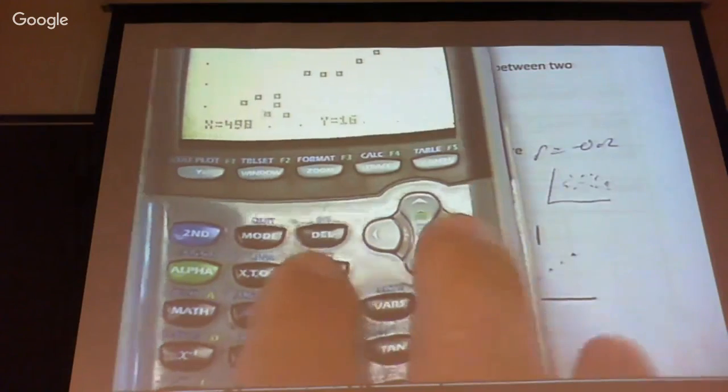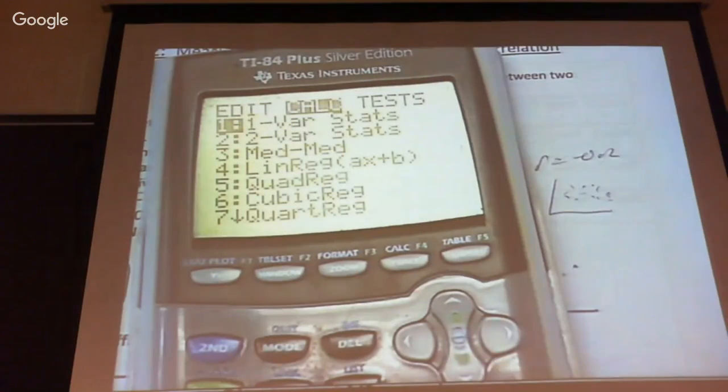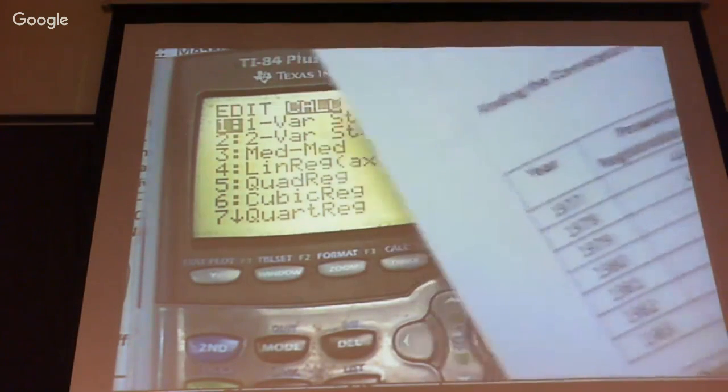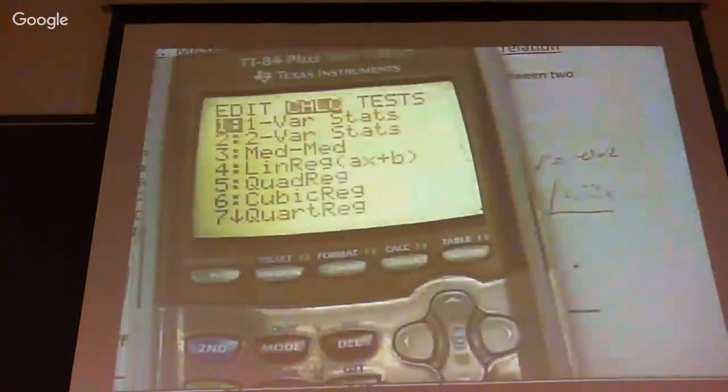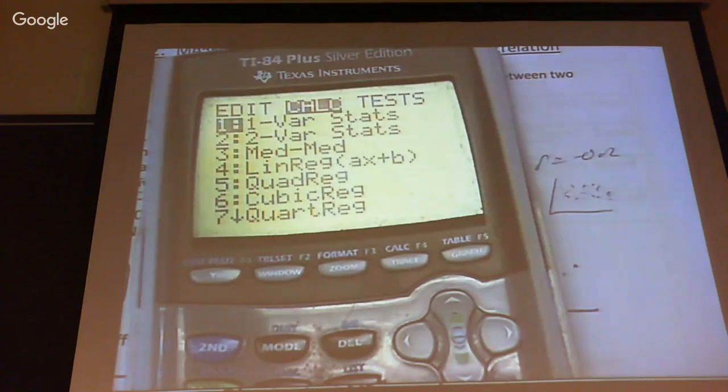Okay? So everyone push stat. I want you to go to the right for calculate. I want you to scroll up and down and find correlation. Where is it? It's not there. There's no such thing.